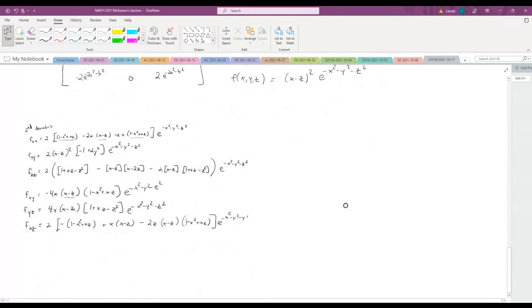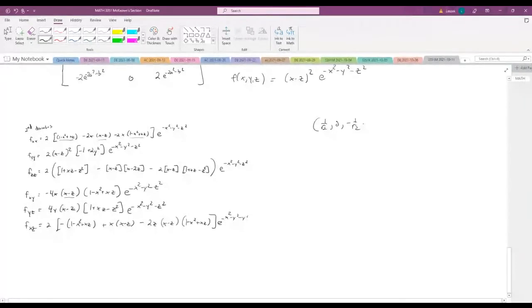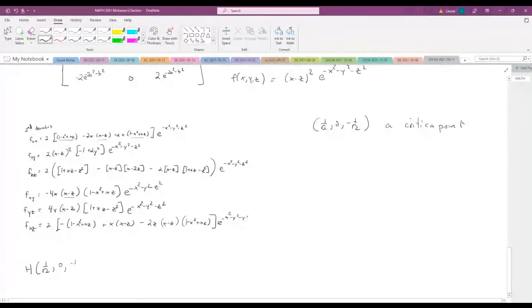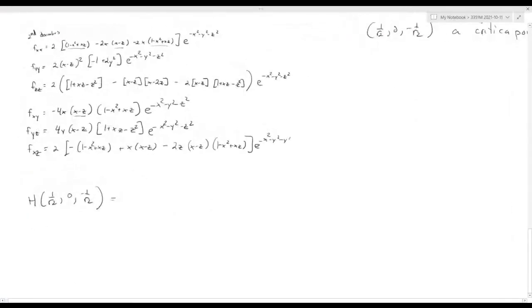All right, but what about the other critical points? So the other critical point, remember, was, let's do the one where x is positive, say. Right, so this is a critical point. We want to classify what happens there. So we're going to create our Hessian at this point. All right. Let's see if we can do this without crying too much.